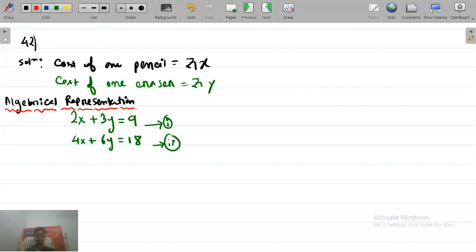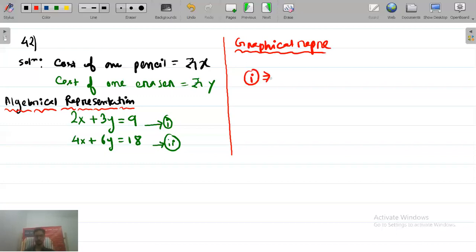So I am doing here. Suppose. So next will be graphical representation. Yes or no? Graphical representation. Now see. From 1, you can write 2x equal to 9 minus 3y, yes or no? Or you can write 3y equal to 9 minus 2x, yes or no? You can do any one. So let me do like this. It will be 3y equal to 9 minus 2x, yes.